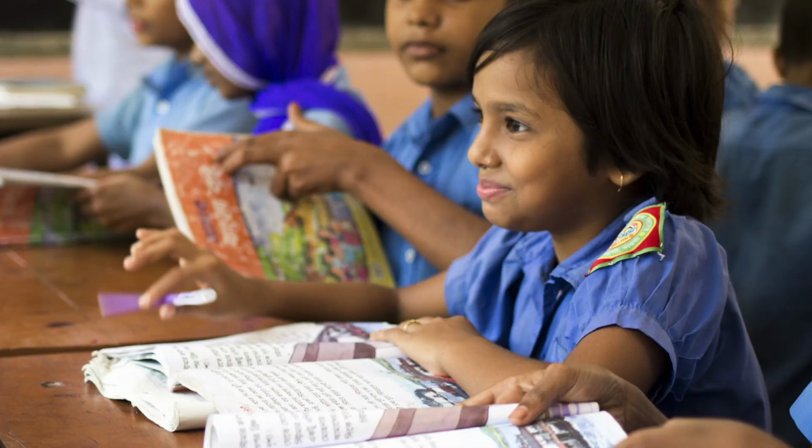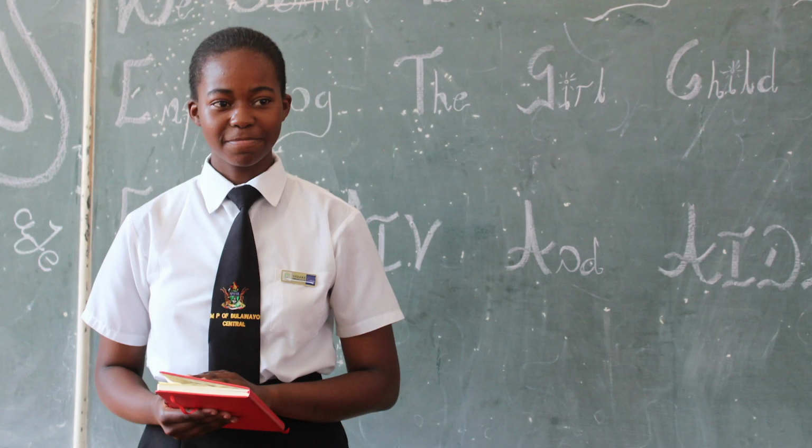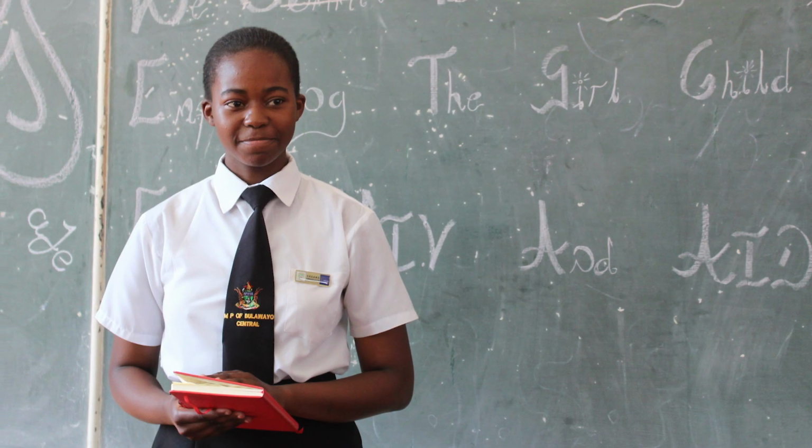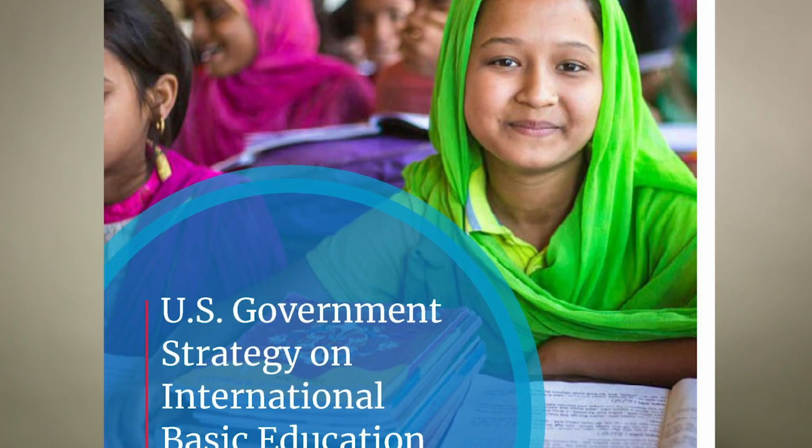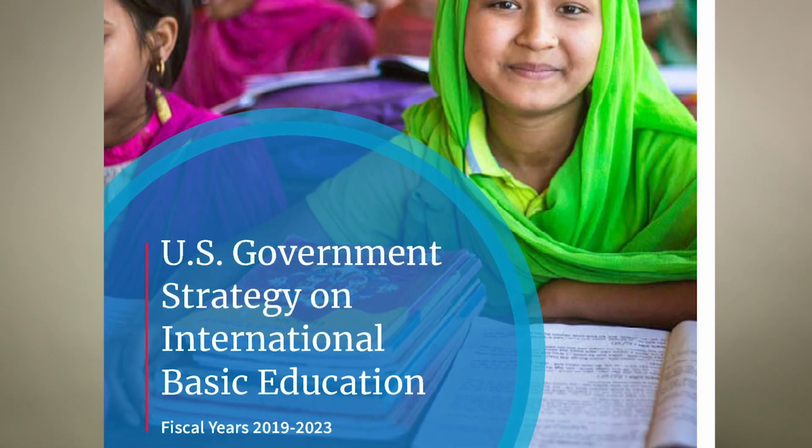The USAID education policy, released in November 2018, sets priorities and direction for the agency's investments in both basic and higher education. The policy also aligns with the U.S. government International Basic Education Strategy that was released in September 2018.